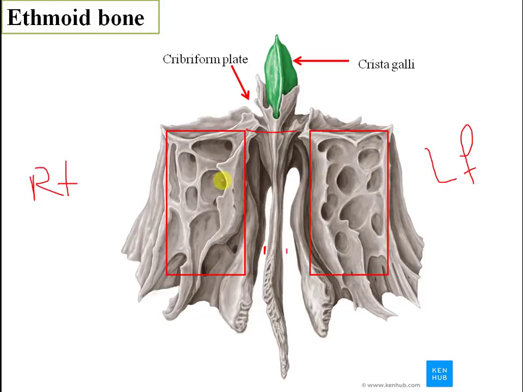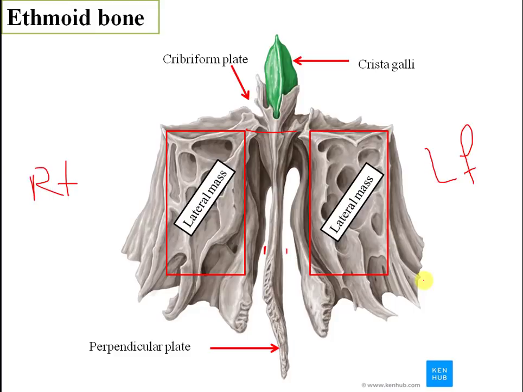Here the ethmoid bone has two lateral masses, and each lateral mass has two surfaces. Nasal surface here, participating in the formation of the lateral wall of the nasal cavity. And here this surface is the orbital surface, which participates in the formation of the medial wall of the orbit, extending down to the perpendicular plate of ethmoid. Here is the orbital plate of ethmoid.